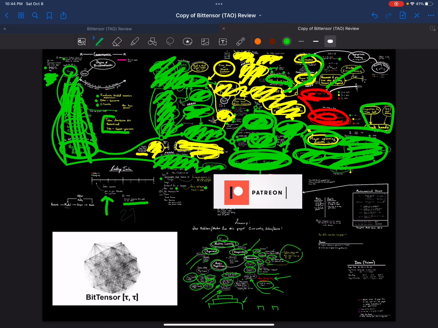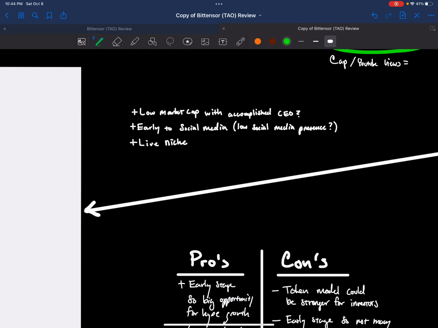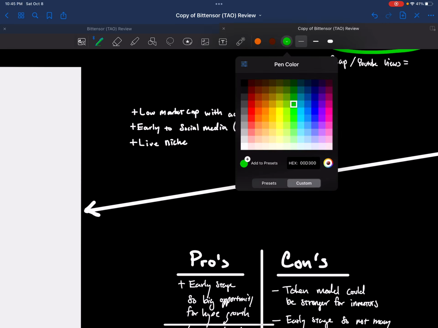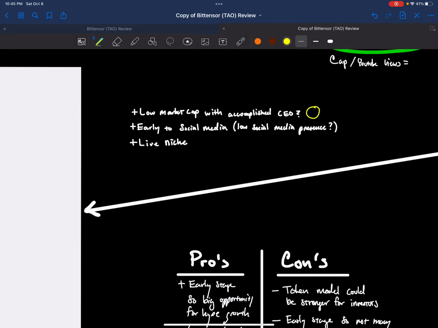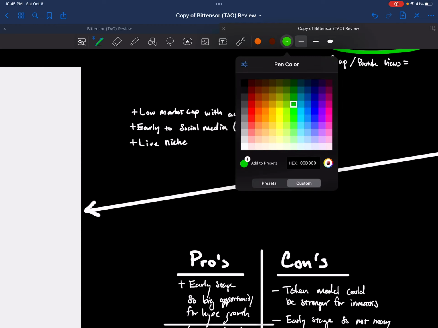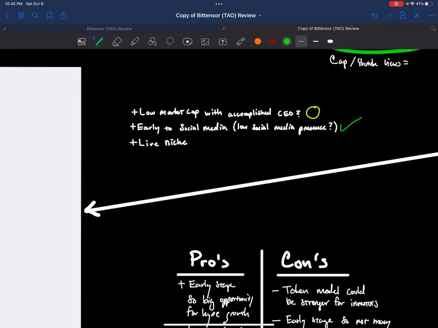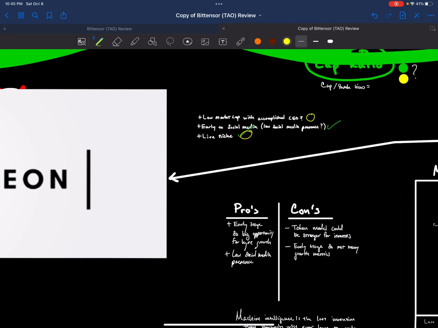All right, regarding summary, low market cap with an accomplished CEO, I'll put neutral for that. Regarding early to social media, I put green for that. And live niche, I think they are servicing some people already, or they're pretty close to it, but I could even put neutral for that. But we'll have to see how this goes. So those are the risks.